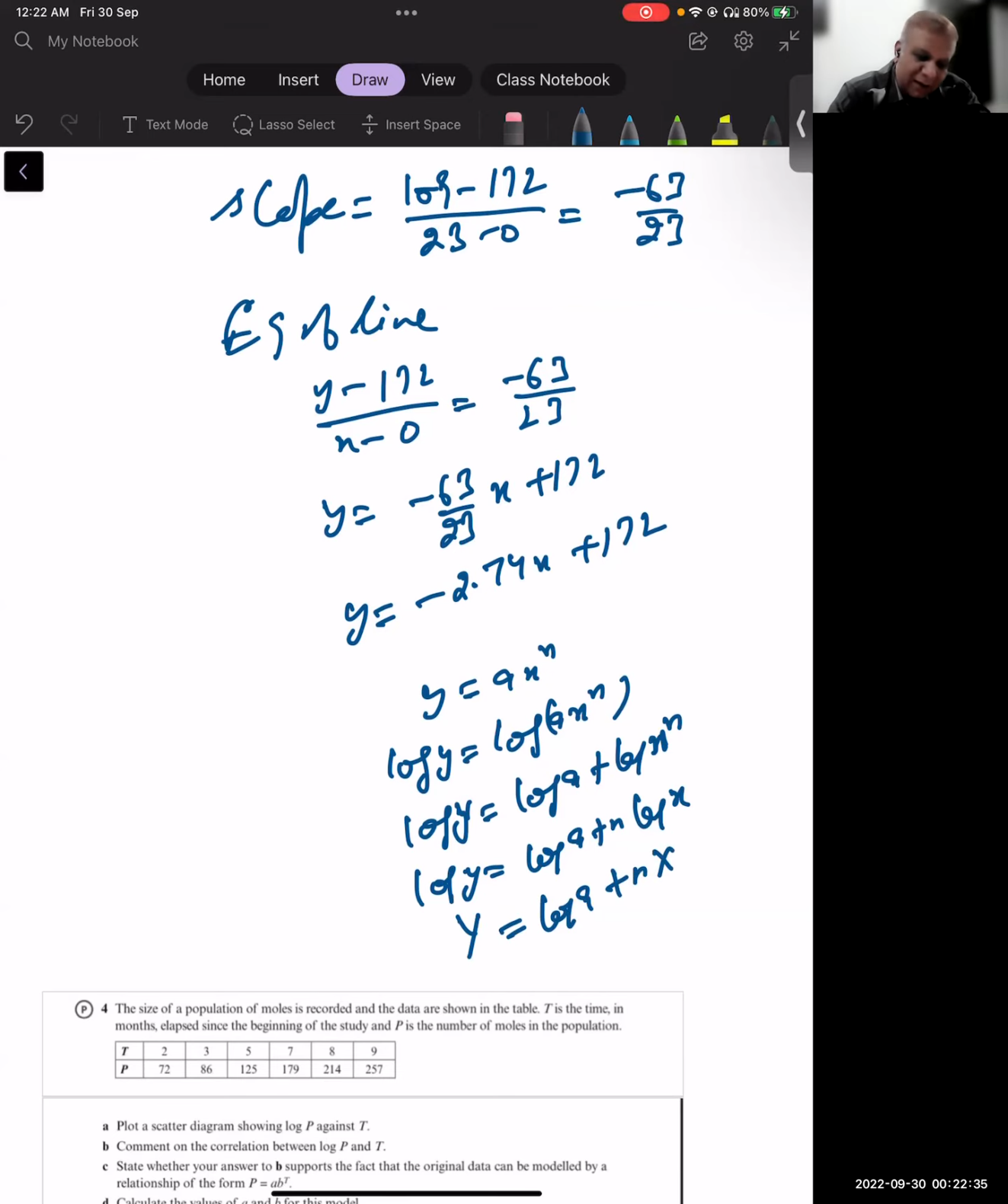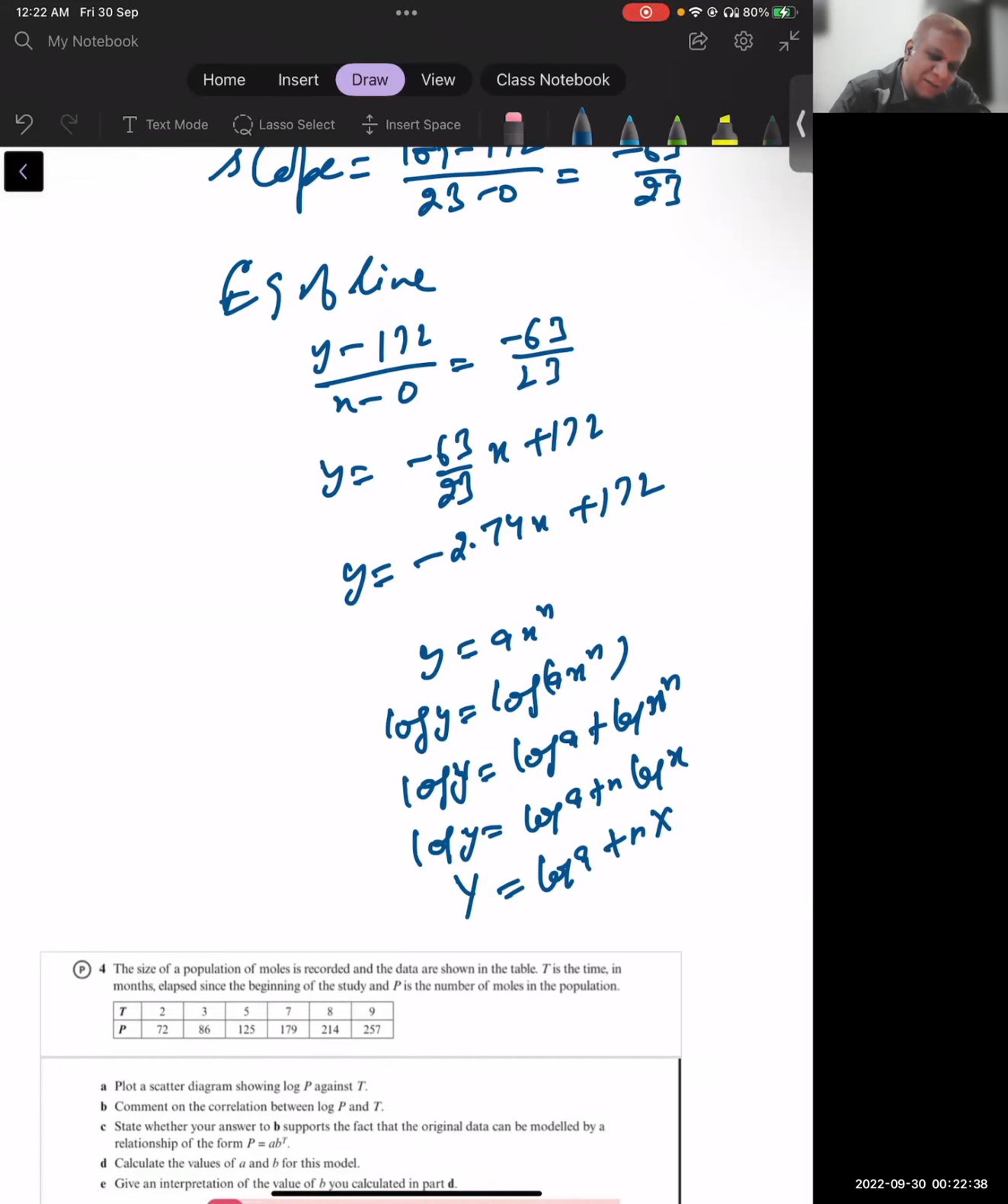Now log a will be 172, right? And n will be minus 2.74. Got it? This is the equation. Are you getting what I am telling you, or is there some problem? No, I understand now. Now, what about a? a is equal to 10 to the power 172, isn't it? So that is the answer. A is equal to 10 to the power 172 and n is equal to minus 2.74.